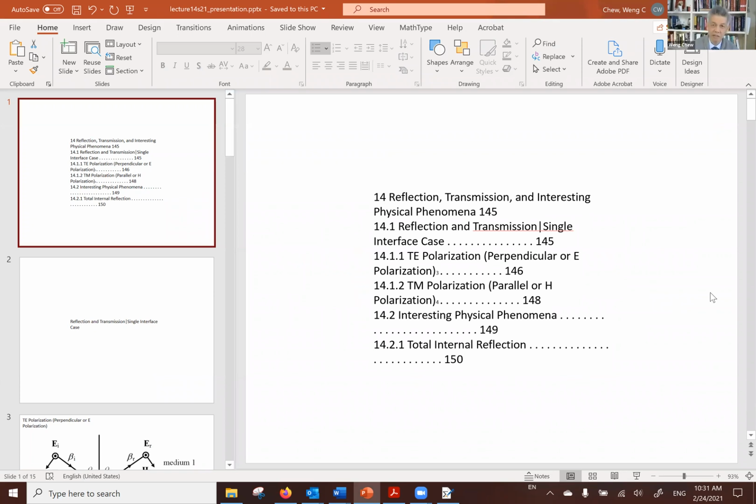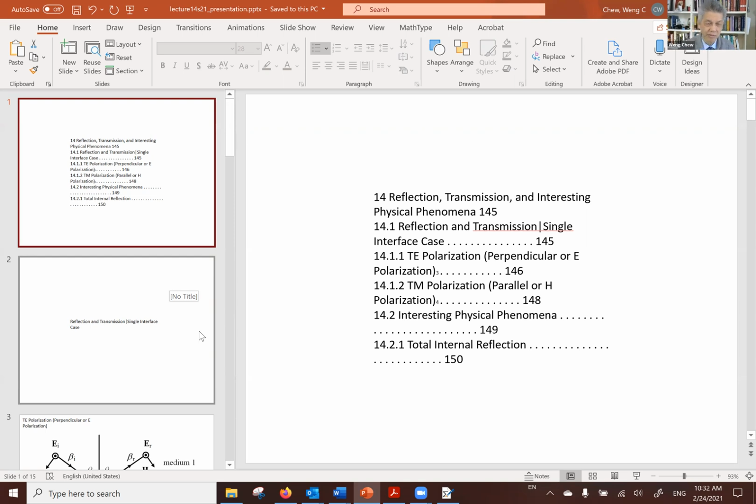Okay, today I'm going to talk about reflection, transmission, and interesting physical phenomena. Some of these might have been covered in your undergraduate course if you've had one in electromagnetics, and some of you might not have this background. So this will be a revision for many of you, but new stuff for some of you. This is wonderful stuff because we are going to obtain closed form solutions from full-fledged Maxwell's equations.